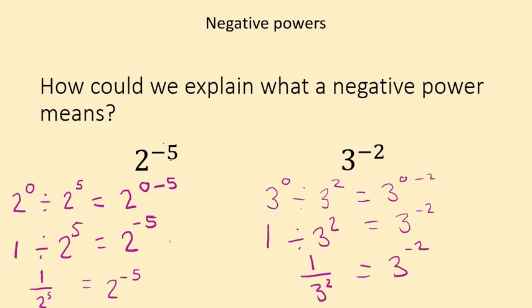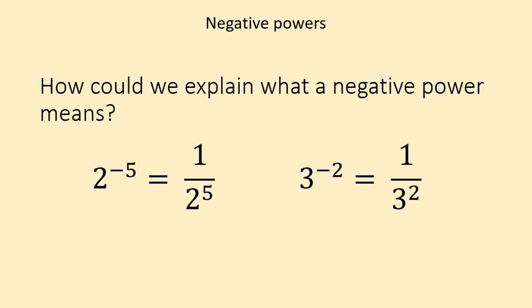Interesting. So I've got these two results here. I want to have a think for just a moment. How would you explain what 2 to the minus 5 and 3 to the minus 2 means? How would you explain what this means in general? What does a negative power mean?